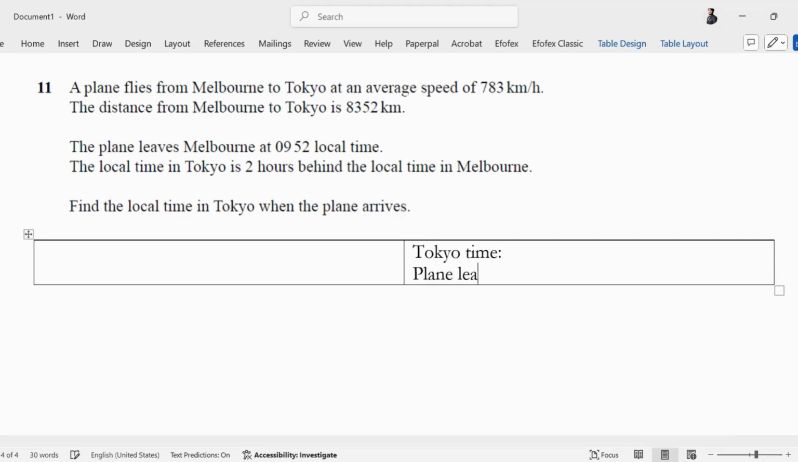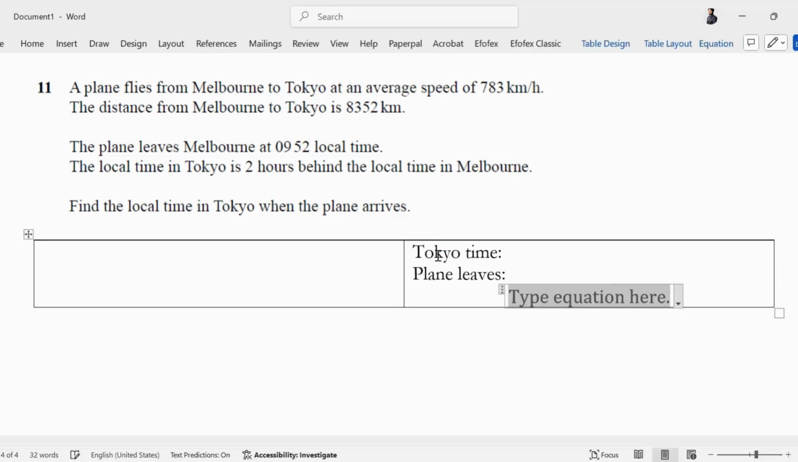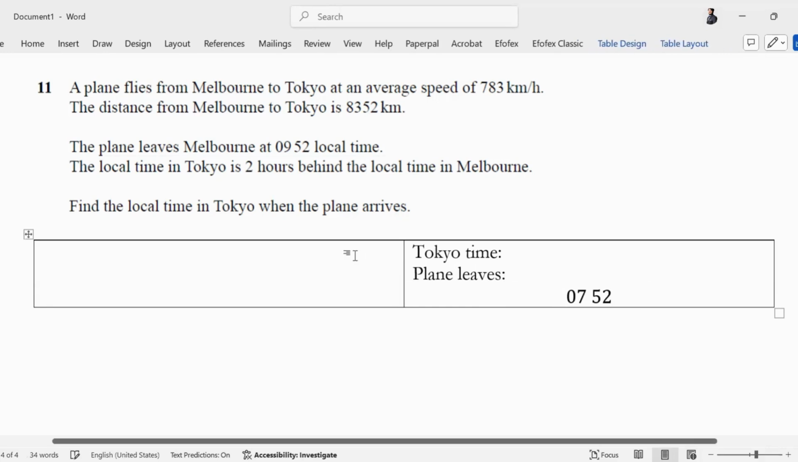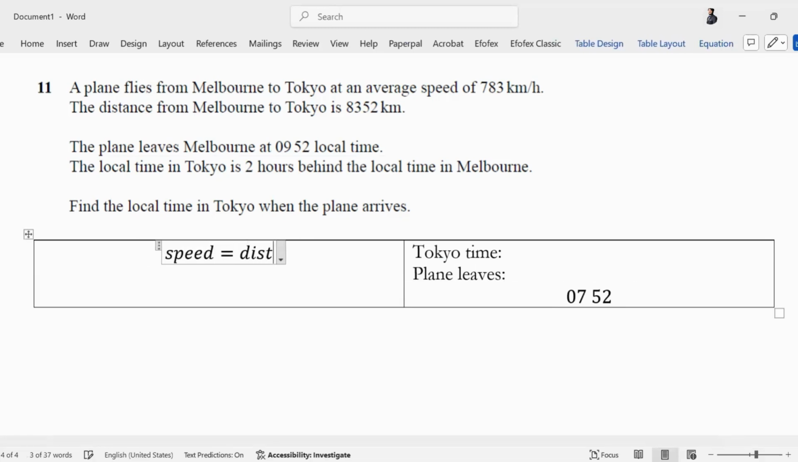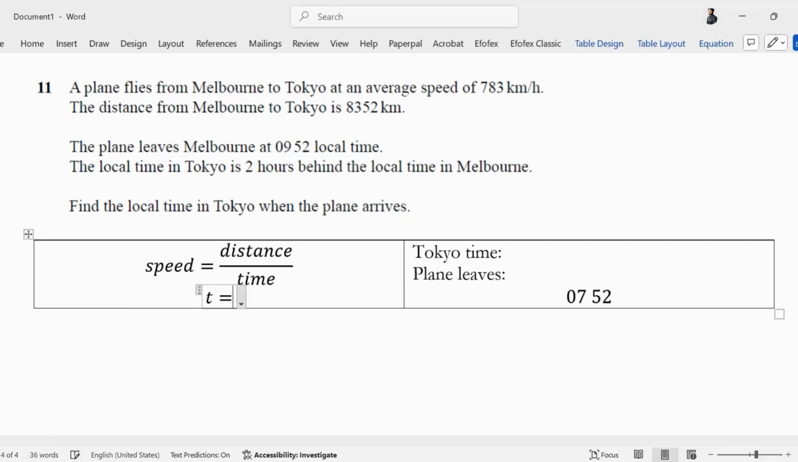So plane leaves, when does the plane leave? It was 2 hours behind. So 7:52, that is when the plane leaves Tokyo. Now, in order to find the time taken, speed is equal to distance upon time. So time is basically distance upon speed. Distance is 8352, speed is 783.